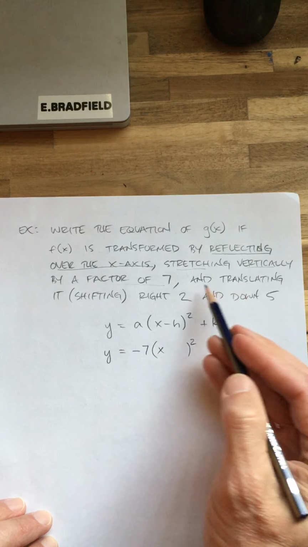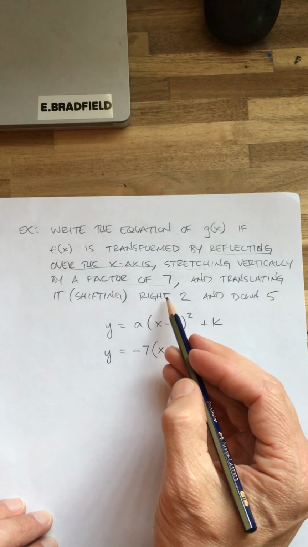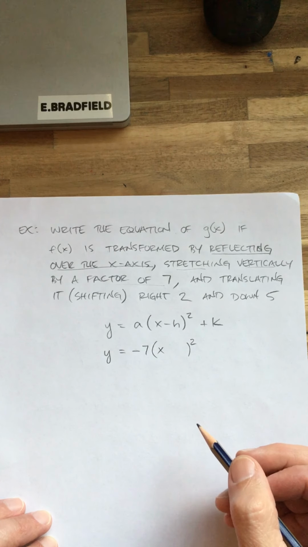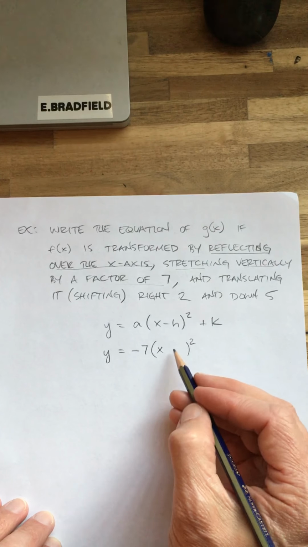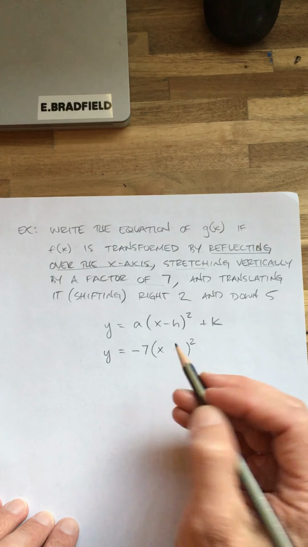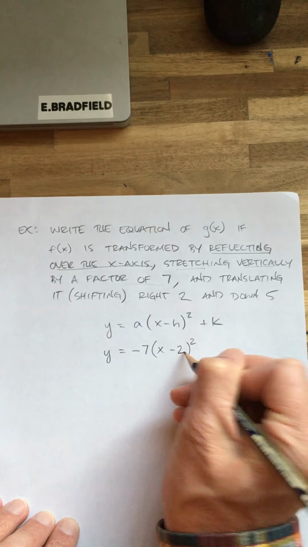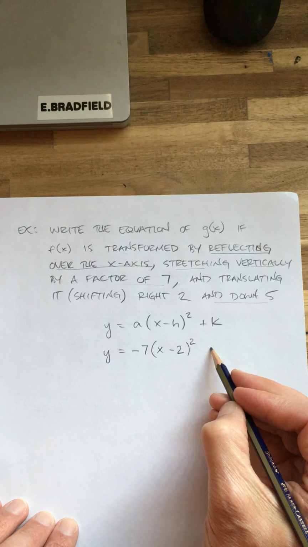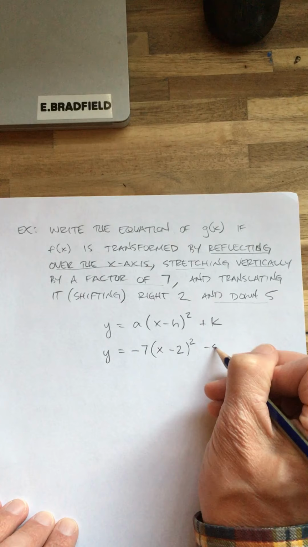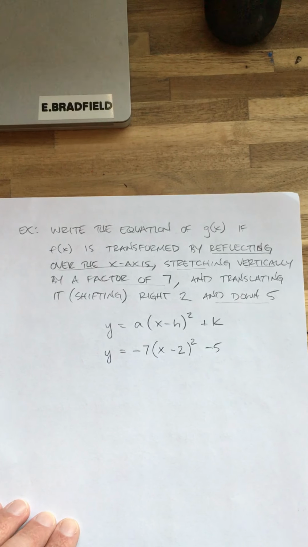And then it says it translates or shifts 2 places to the right, okay? So if I go 2 places to the right, that's a positive 2. What am I going to put in here? That's right, it's going to be a negative 2, okay? And then it says down 5. So what am I going to put right here for my k? That's right, down 5, negative 5, okay?